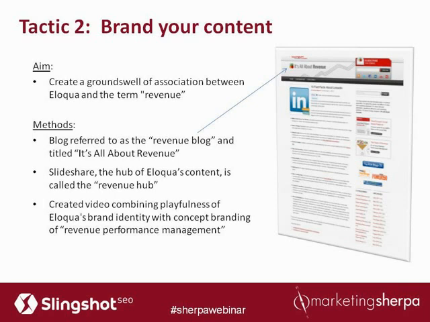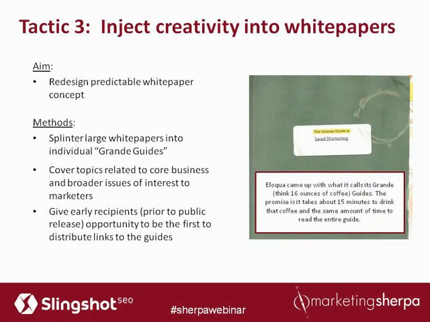Now, Eloqua tried to take the white paper concept and really inject their creative design into it. Part of this was splintering large white papers into individual, easy-to-read guides. Eloqua came up with what it calls its grande guides. So think of 16 ounces of coffee from Starbucks. The promise was that it takes about 15 minutes to drink that size cup of coffee, and in that same amount of time, a reader can digest the entire guide.